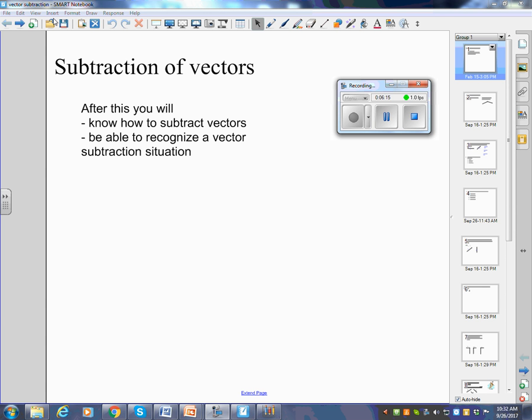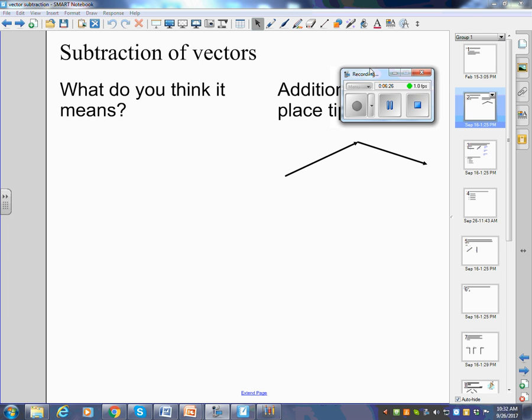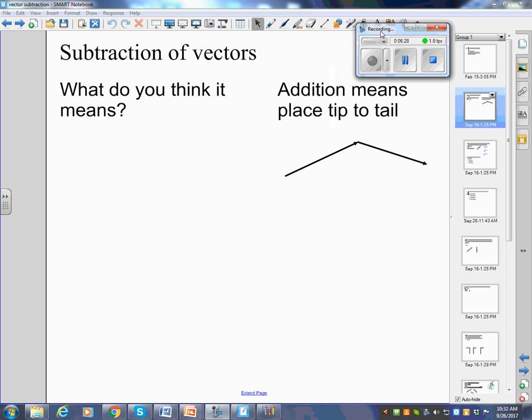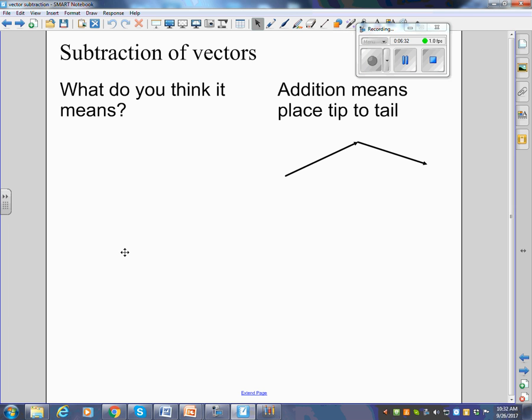How do you think vector subtraction goes? Maybe tail to tail? Some other configuration, right? It feels like it should be. Okay, so addition means place them tip to tail, just like that, right? Now, let's sort of interpret this.